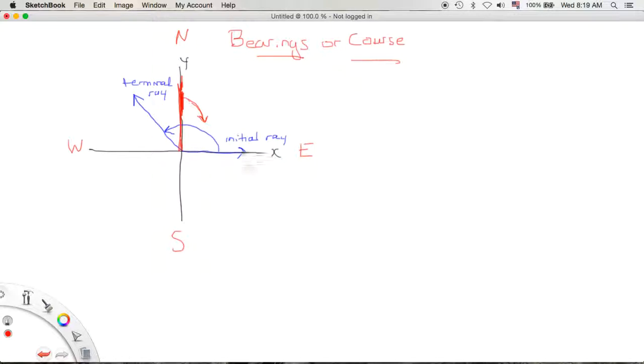So if we're dealing with bearings or course, we're coming off of the positive y-axis, this north, and measuring that way. But most of the time we'll be just dealing with regular physics terms and math terms, and we'll come off of the positive x-axis. So this will be our normal starting point, unless it specifically says something else. If it says it's a bearing, or if it gives you a different starting place, otherwise your initial ray is going to be on the positive x-axis.